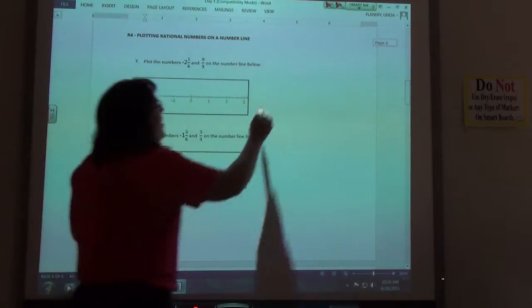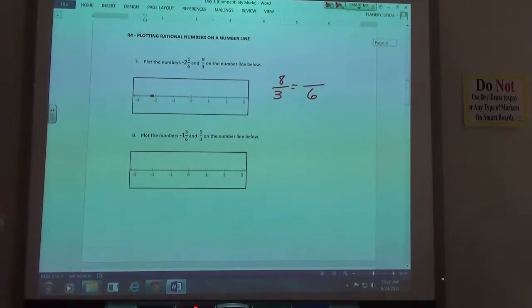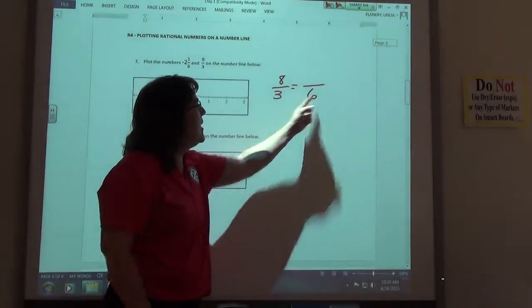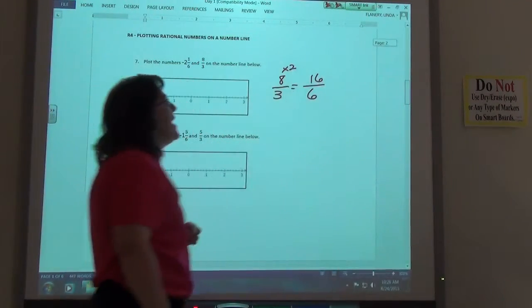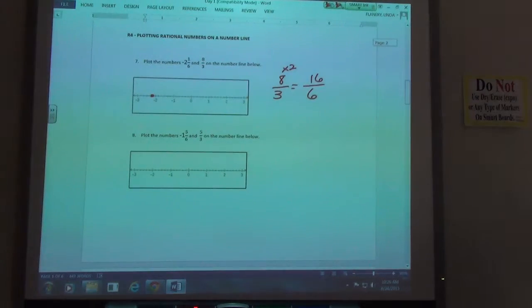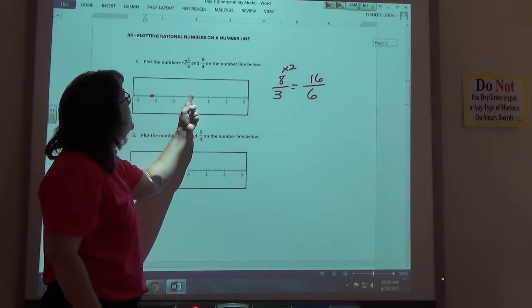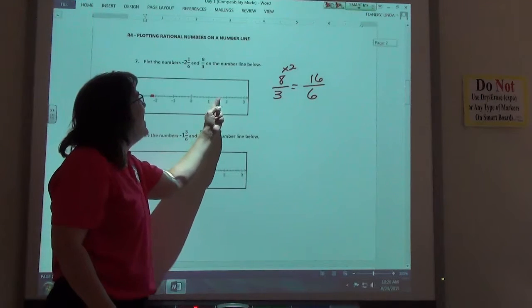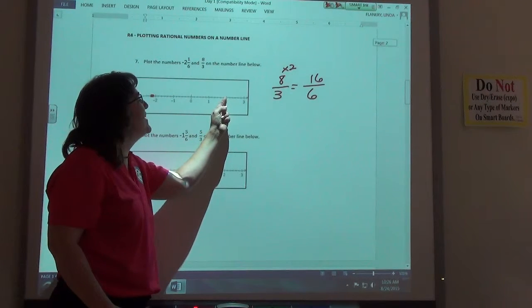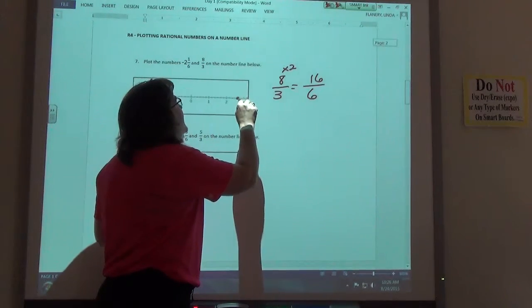My 8/3, however, doesn't have a denominator of 6, so I need to make an equivalent fraction. 3 goes into 6 two times, and 2 times 8 is 16. So 8/3 is the same thing as 16/6. Now I could count 16 spaces. 1/6, 2/6, 3/6, 4/6, 5/6, 6/6, 7/6, 8/6, 9/6, 10/6, 11/6, 12/6, 13, 14, 15, 16. I'm 4 spaces past that too.